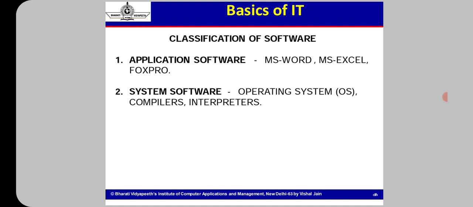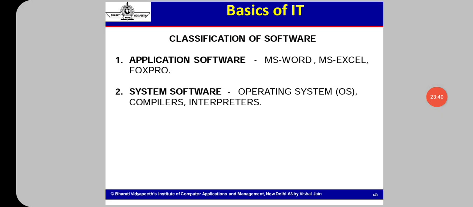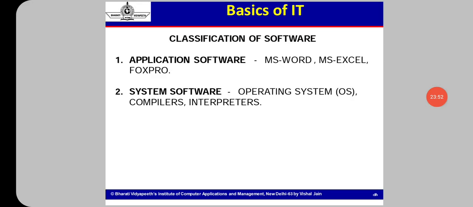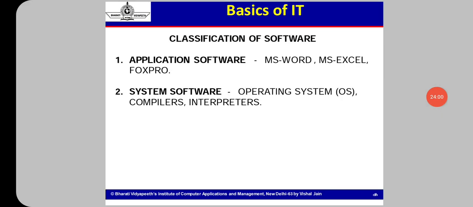The second type of software is called system software. So the first type is application software and the second type is system software. So what is system software? System software is also known as operating systems, compilers and interpreters or translators. What are operating systems, what are compilers, what are interpreters, we will explain them.